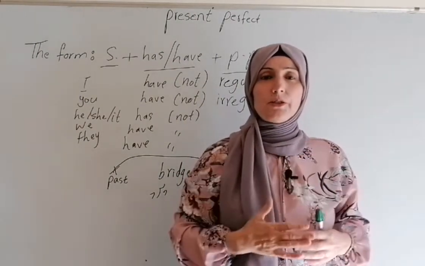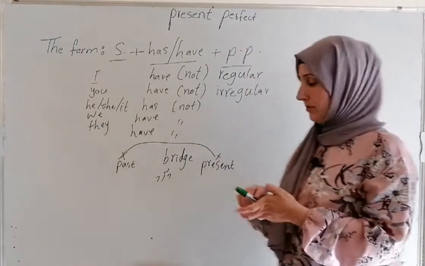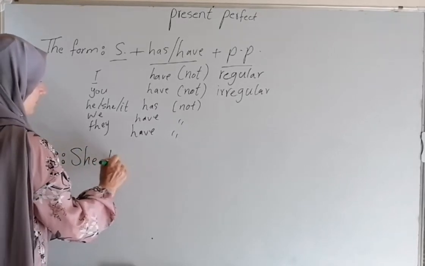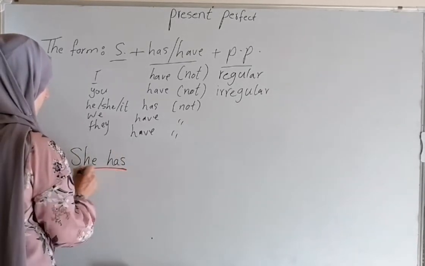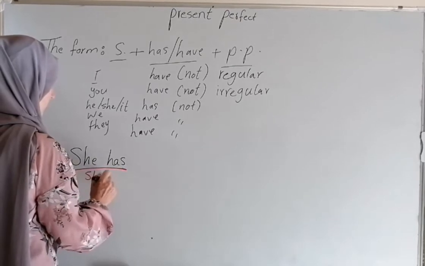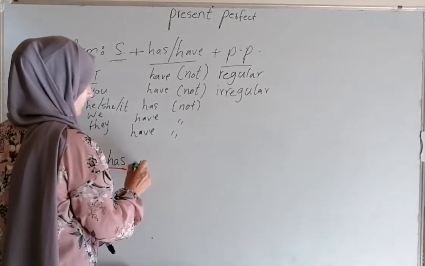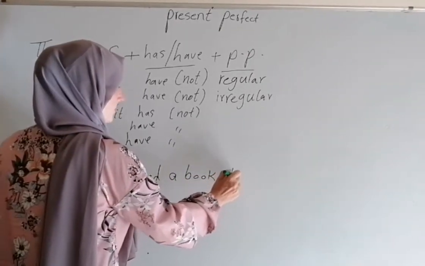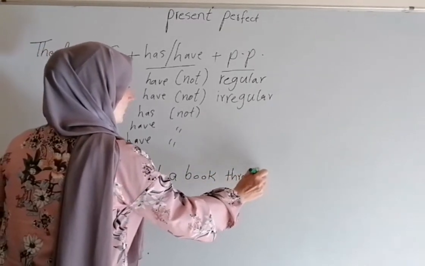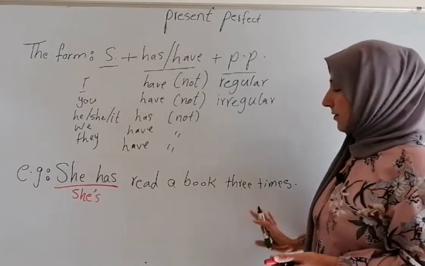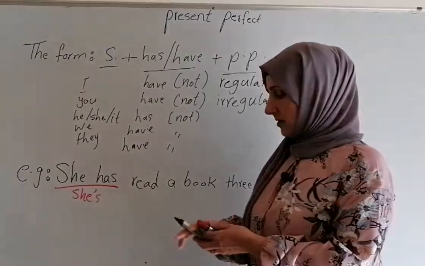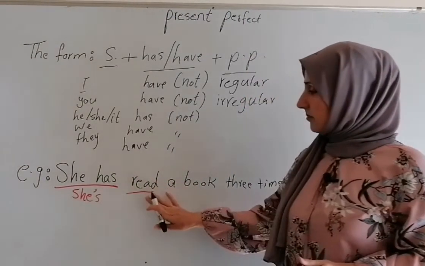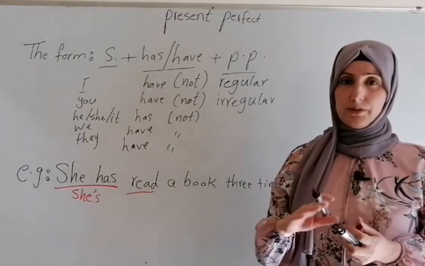Okay, let me give you an example for present perfect. For example, she has, and we can contract this. She's read a book 3 times. She has read a book 3 times. Read is the past participle of read. It's the same spelling, but the pronunciation is different.